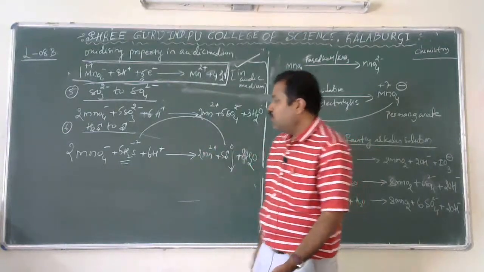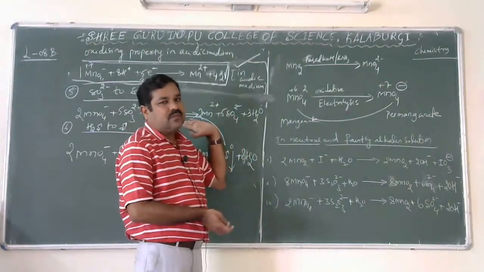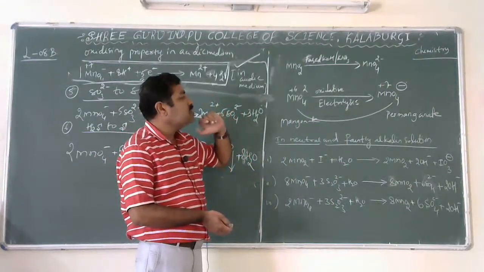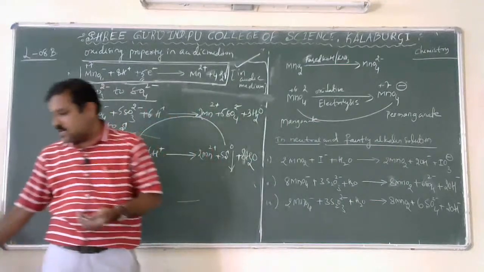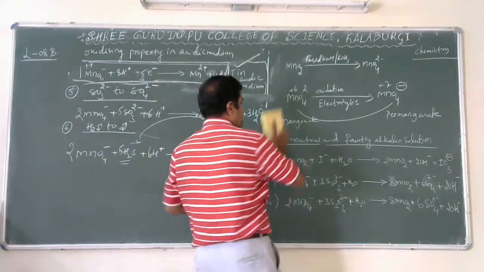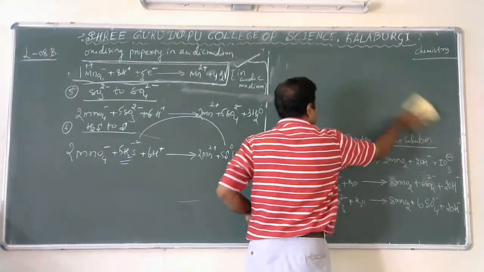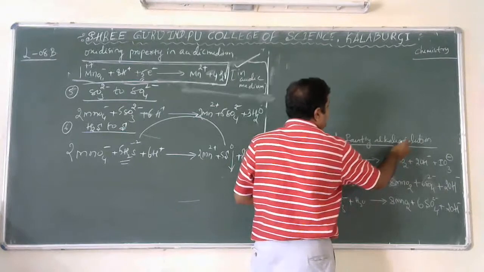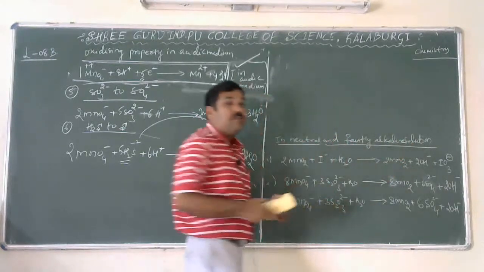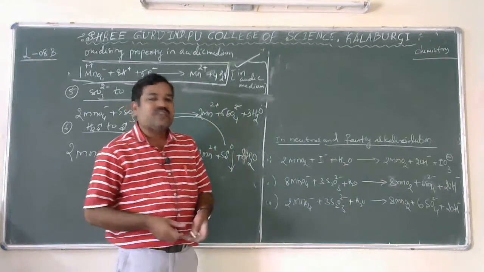Right? Okay. Now coming lastly, see, this is in acidic medium. But potassium permanganate also acts as an oxidizing agent in basic and slightly neutral medium. That's why, in neutral and faintly alkaline medium, alkaline means it is a basic medium. What are the products? Slightly different products. See here.